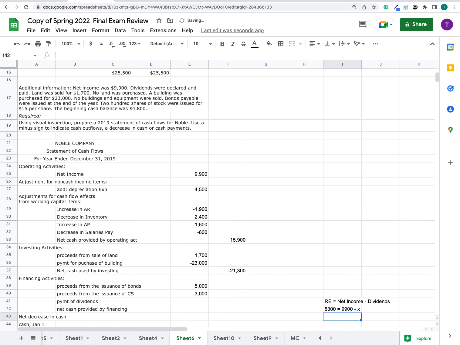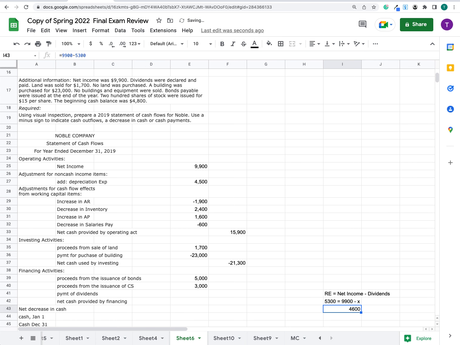And so then if we solve for X, we have the 9,900 minus 5,300, and we get 4,600. So payment of dividends is 4,600, and that's a payment, so it's obviously reported in the negative. And so we have net cash provided by financing is the sum of these three rows for $3,400.